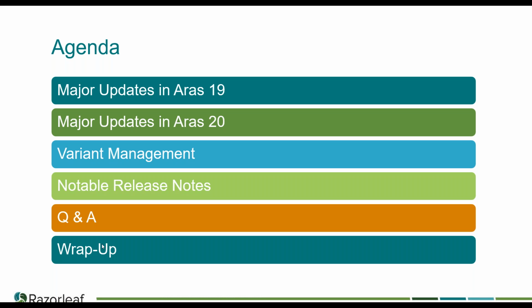For this Tech Tuesday, we're going to be going over a couple of releases, 19 and 20. These saw some pretty important updates to some applications, as well as a couple more lighter feature-based things within Aras Innovator. Alongside this, we'll be covering the release of variant management, which is a whole new application within Aras Innovator. We'll get you some more info on that later on, and then we'll go over, as usual, a couple of notable release notes, Q&A, and then wrap up with some upcoming events that we have planned.